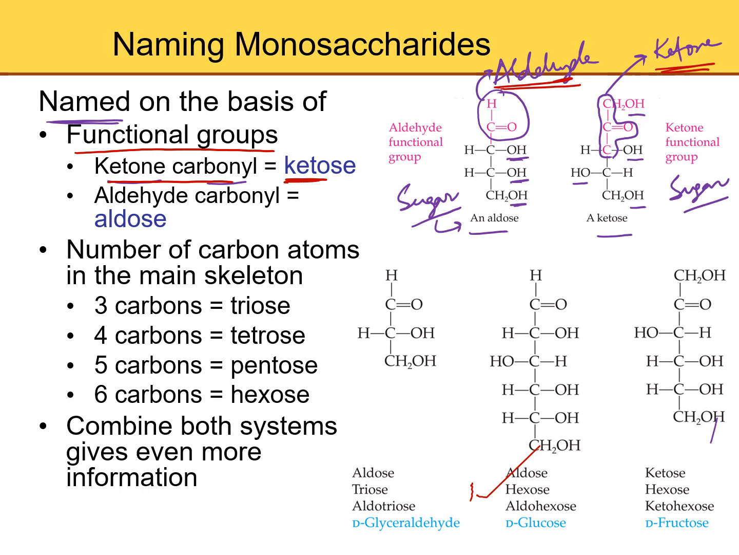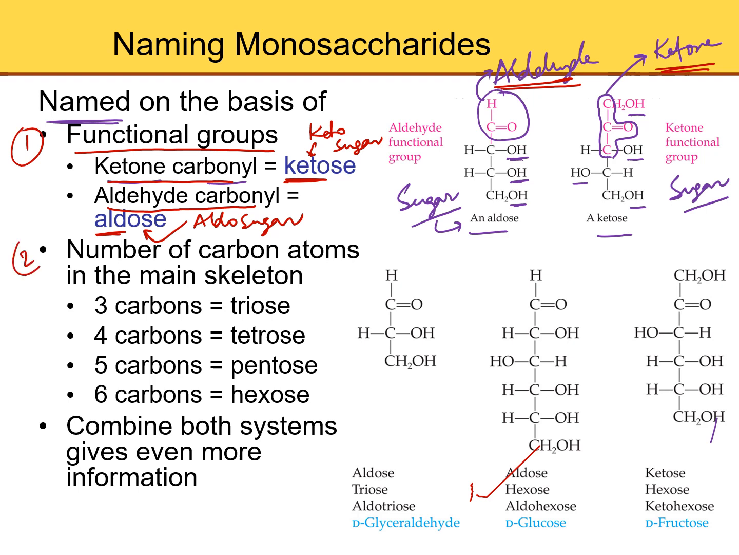If you have an aldehyde functional group, we call it an aldo sugar, or more accurately an aldose. So we can say aldo sugar or aldose, or keto sugar or ketose. Okay, so that's one way of naming them.